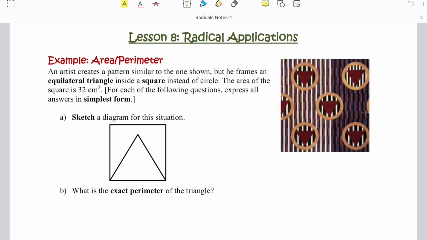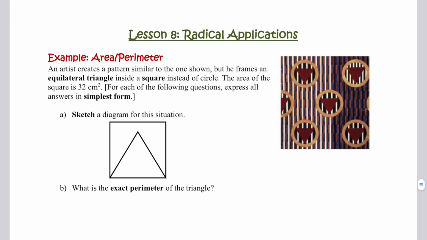Okay, so lesson 8 is radical applications. A word problem is given to us. We just need to figure out an equation and solve the radical.